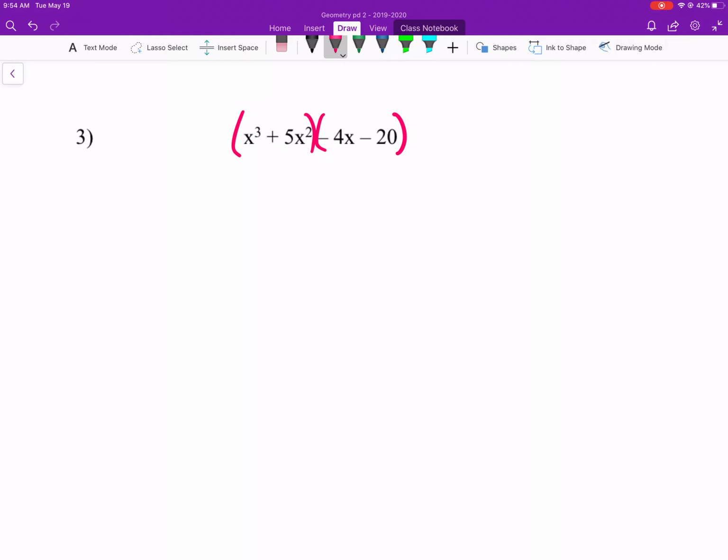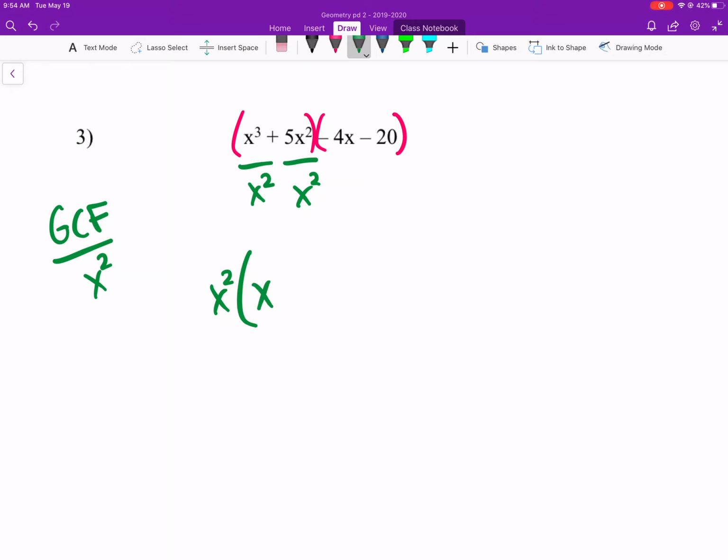All right, so what's the GCF for the first group? For x cubed plus 5x squared, the GCF will be x squared, so we can divide both here by x squared. x squared gets thrown out front of the parentheses. x cubed divided by x squared is x. 5x squared divided by x squared is just 5, so plus 5.